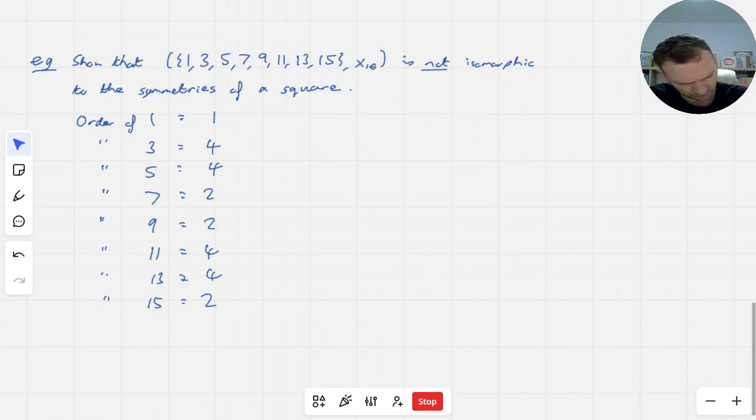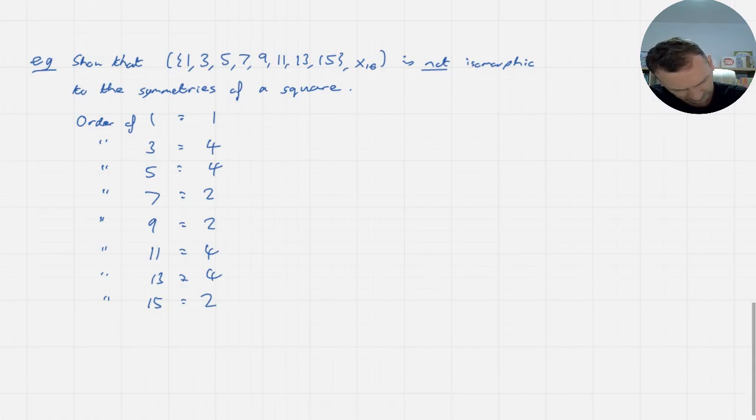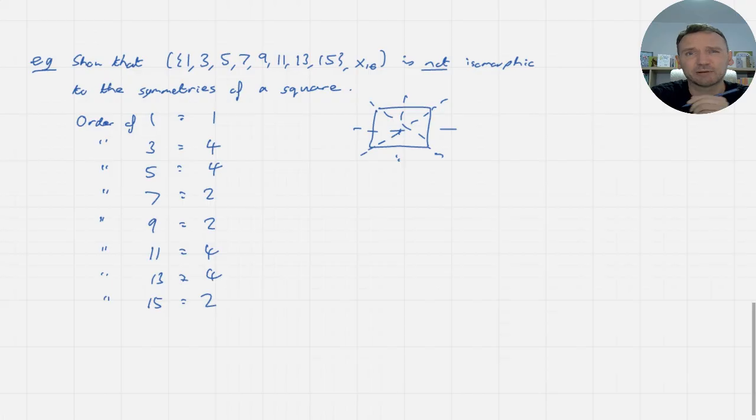So let's think about the symmetries of our square here. Well, we're going to have the do-nothing symmetry, which is going to be our identity, which will have order 1. That's not going to be that informative. But what will have order 2? Well, we'll have a reflection horizontally, a reflection vertically, a reflection diagonally this way, a reflection diagonally that way, and we'll have the rotation of 180 degrees. That will also have order 2.